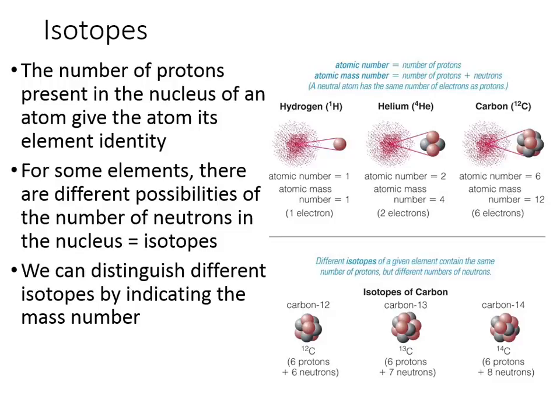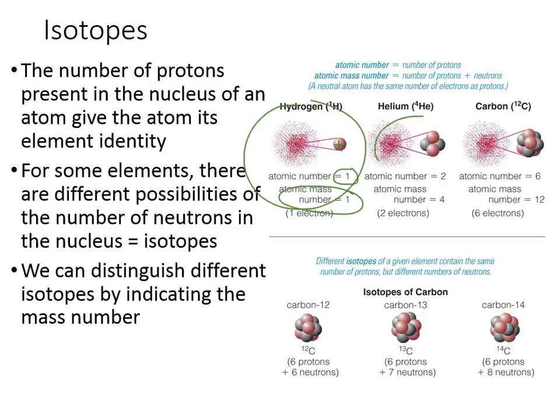If you're a visual person, I kind of like how your author has done this. Here with hydrogen, this particular form of hydrogen has an atomic number of 1, meaning it has 1 proton. And look, the mass number is also 1. So it doesn't have any neutrons. It's just a proton, and it has 1 electron around it.